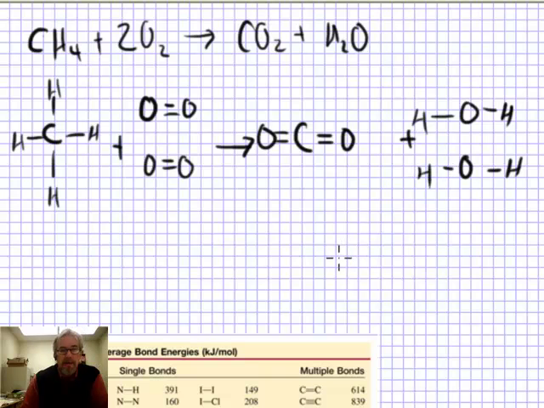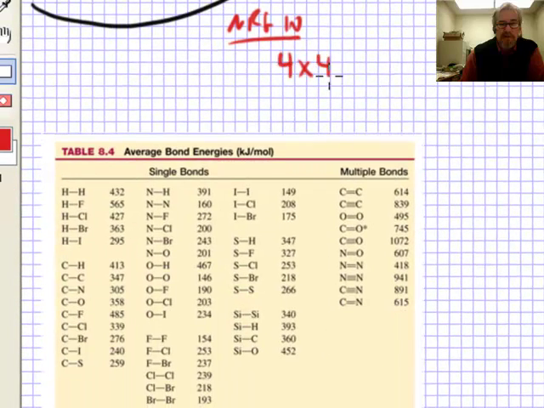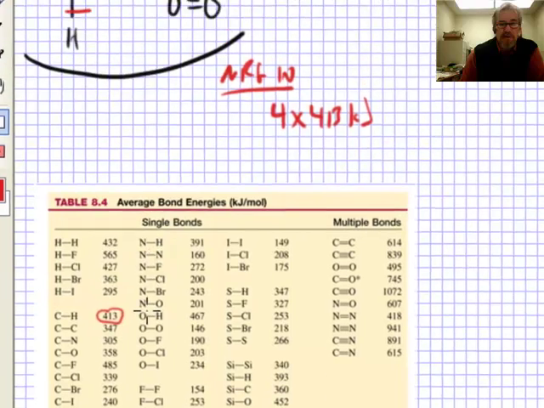Let's look at the reactants and find out how much energy has to go in to break them up. Looking at our bond energy chart, we can quantify this. Here's what has to break. 4 C-H bonds have to break. So here's our energy in, reactant side, breaking bonds. 4 times 413 kilojoules for every mole that this happens to. So this is the C-H bond, 413 right there.